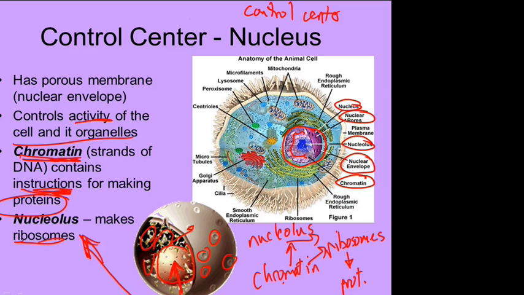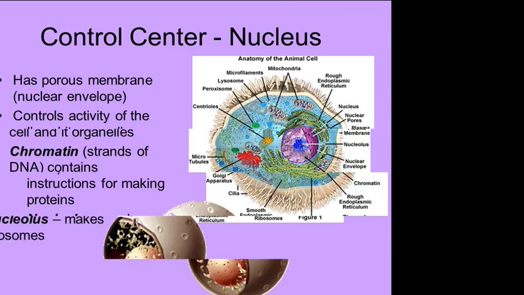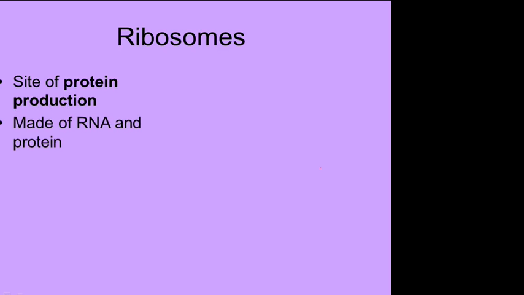Okay, so nucleolus, right. Moving on. Ribosomes. These are the site of the protein production. This is my pen. This is where protein is produced. It is made of RNA and protein.